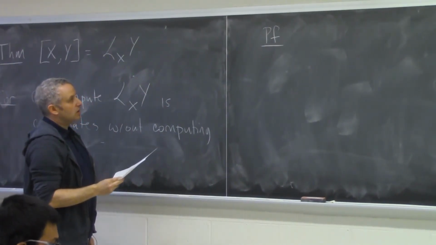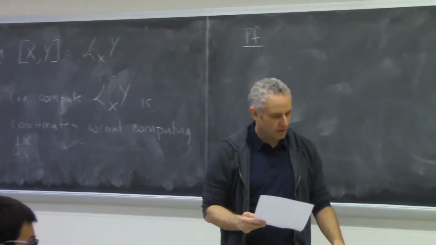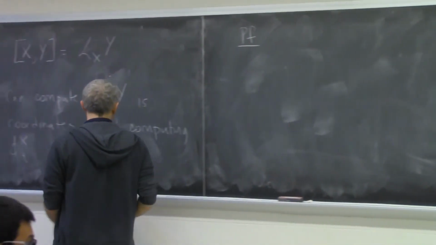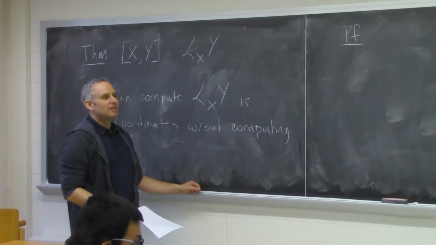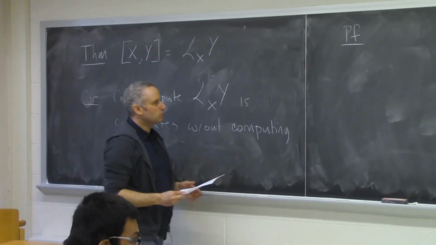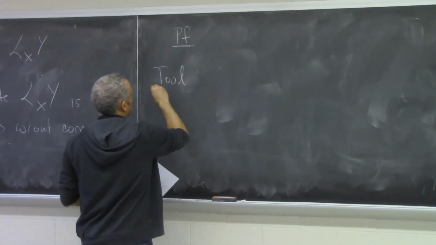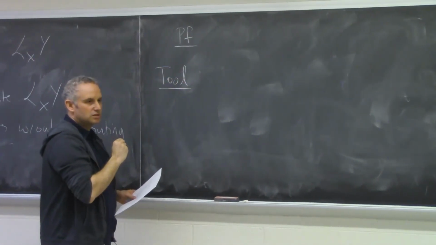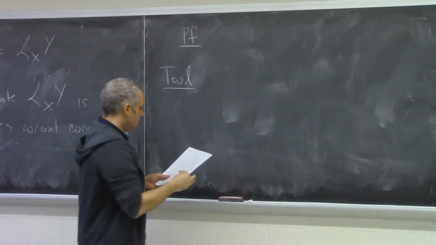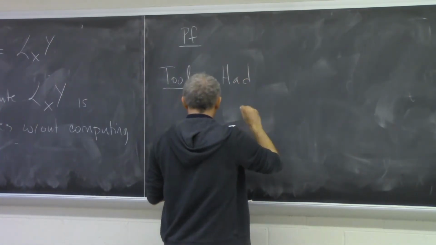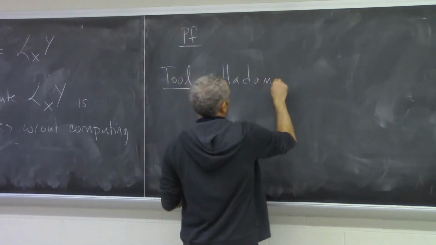All right, good. So any proof needs some kind of version of Taylor's theorem, any complete proof. So we will use the following tool, which is Taylor's theorem in disguise. The book refers to this as Hadamard's lemma.